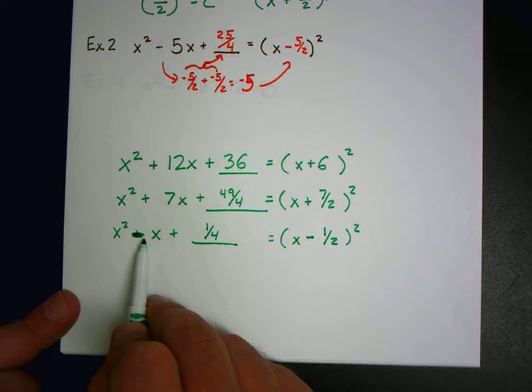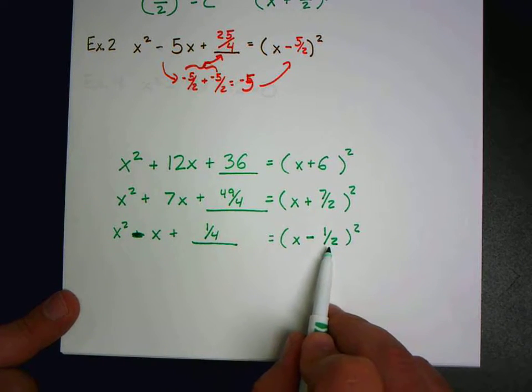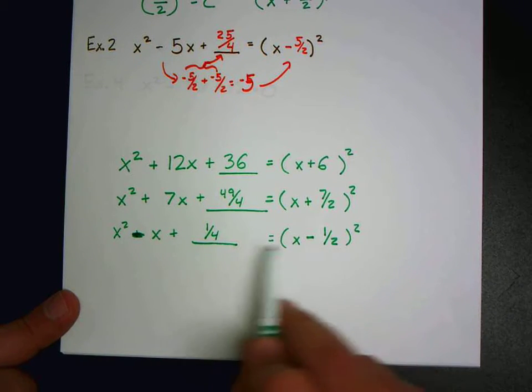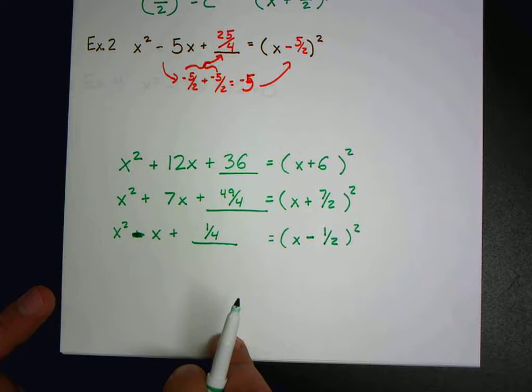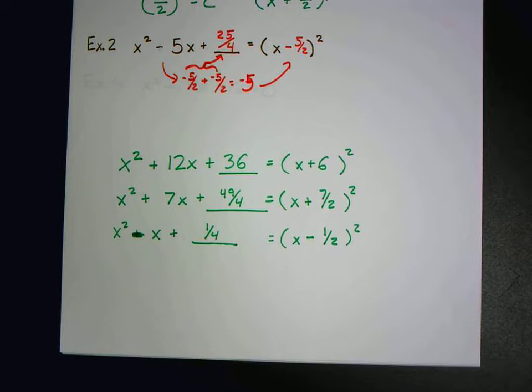All right, so this was negative 1. I split that in half, which would be negative 1/2. So then I square negative 1/2. So that's 1/4. Now at this point you might be thinking, well, why do I need this? Well, because we're going to be working with equations, so we can't just add something for nothing.